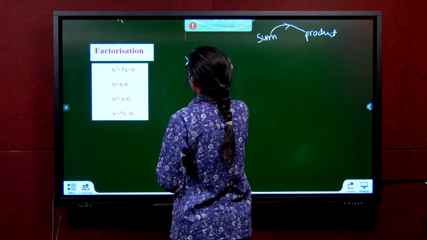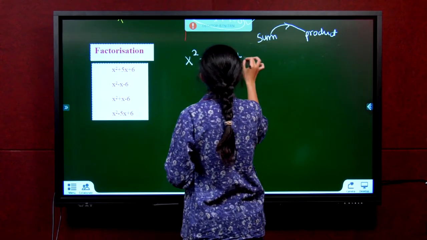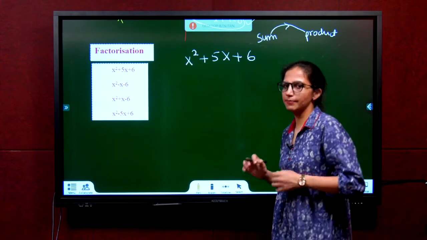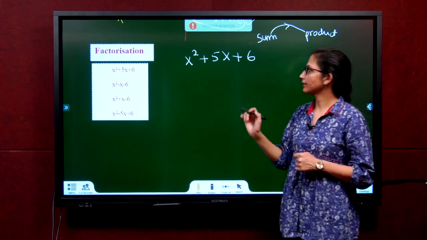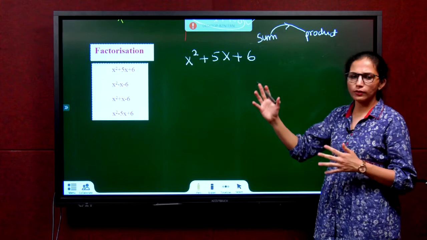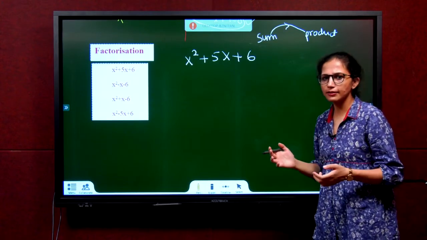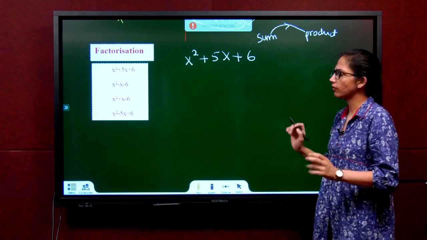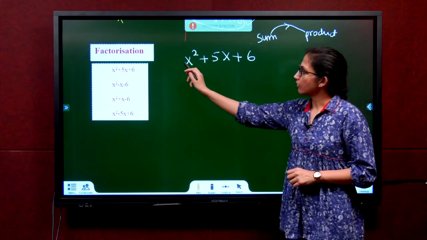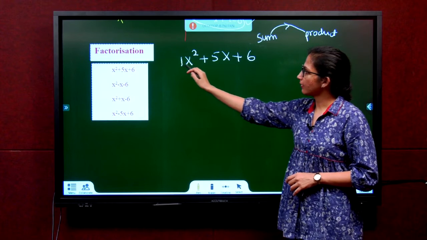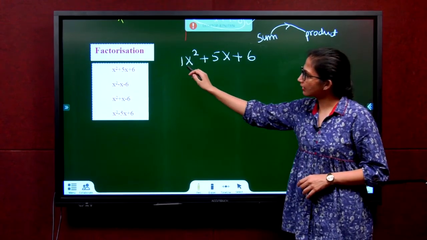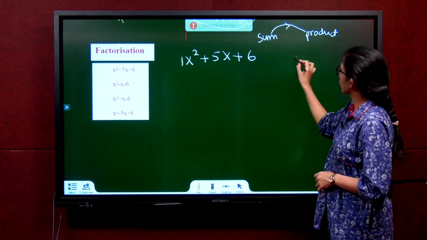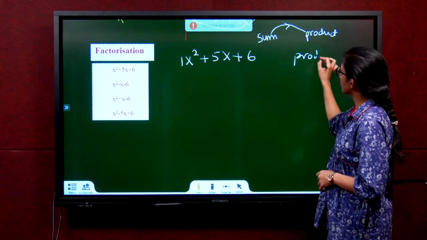x square plus 5x plus 6. This technique is also called splitting the middle term. Why? We will understand. What do we do with factorization? How do we split the term? How do we make it multiplication? Sounds complicated, but no, it's very easy. Always take the first term and the last term. 1 into 6. So we get to know that the product is 6.